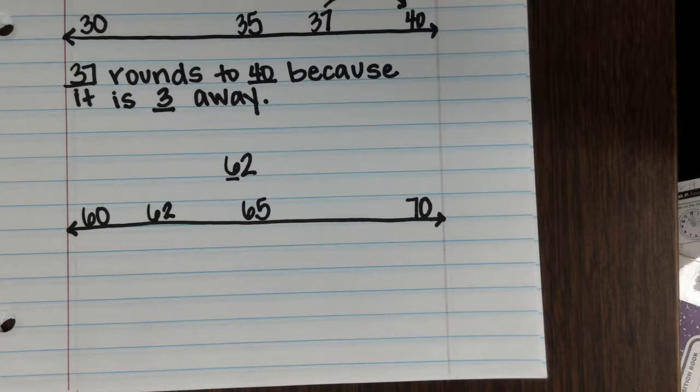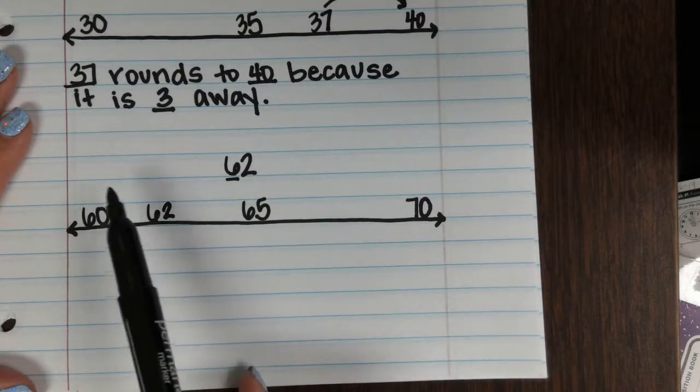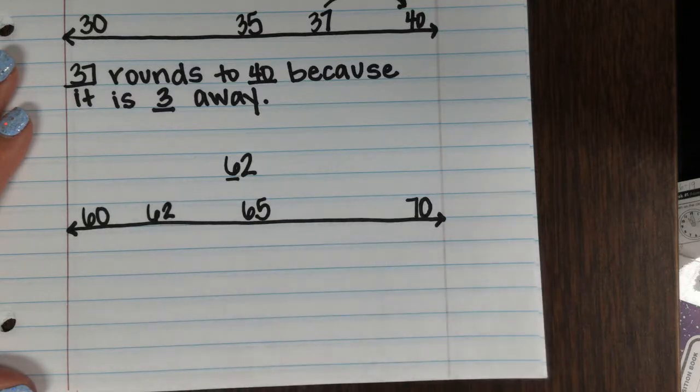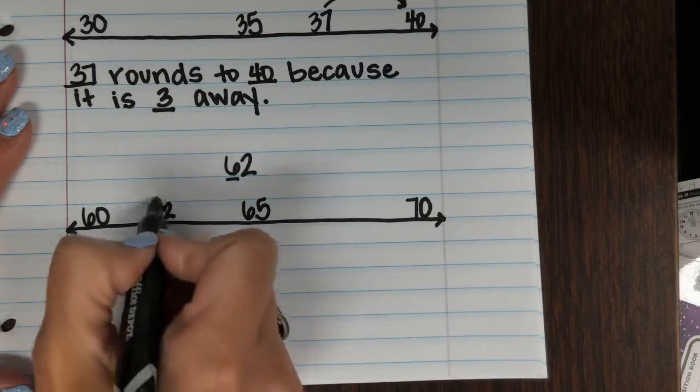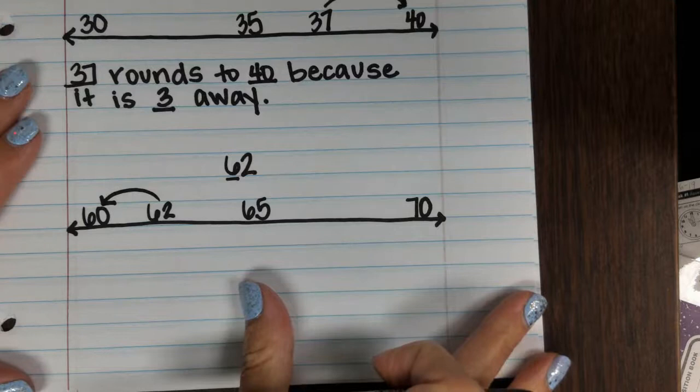And step 4, round. Very good. So we're going to see what our number is closer to. Is 62 closer to 60 or is 62 closer to 70? 62. Very good. So we're going to draw our little arrow showing that we know it's going to round to 60. It's closer to 60.